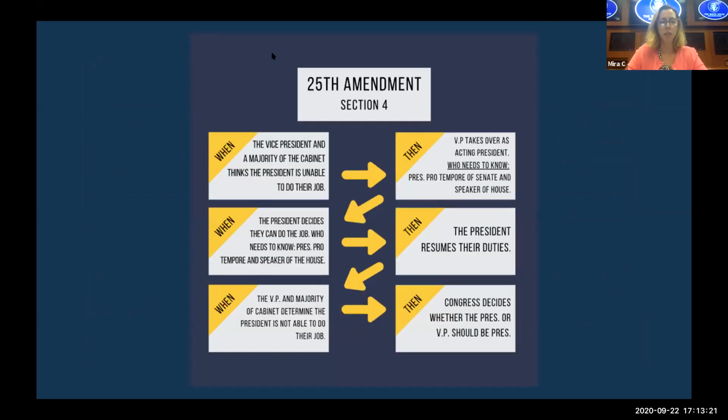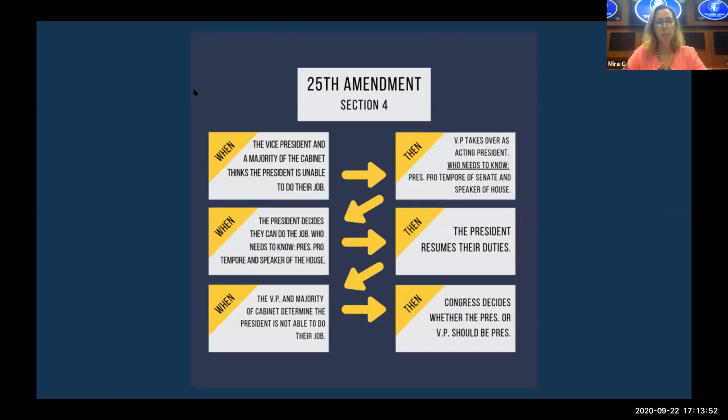Let's take a look at Section 4. I came up with a graphic organizer because Section 4 is really, really, really super long. And you're more than welcome to give it to your students. That would make it a little bit easier on them. By the way, this is a nice way to do a document analysis as well. This when-then chart, you could provide them with Section 4 of the 25th Amendment and ask them to fill in the when-then chart. Or you can just make it nice and easy for them.